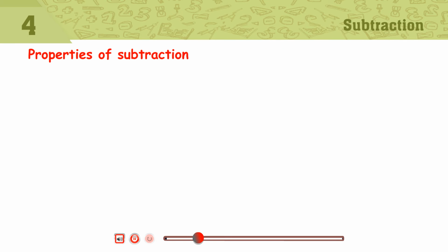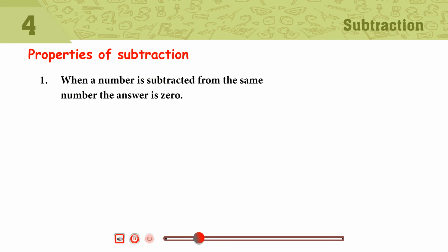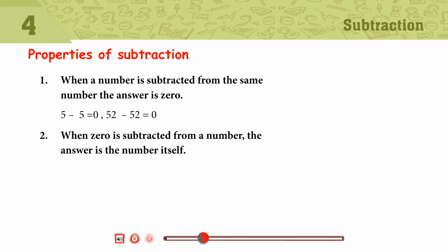Properties of subtraction. When a number is subtracted from the same number, the answer is 0. 5 minus 5 is equal to 0. 52 minus 52 is equal to 0. When 0 is subtracted from a number, the answer is the number itself. 93 minus 0 is equal to 93. 7 minus 0 is equal to 7.